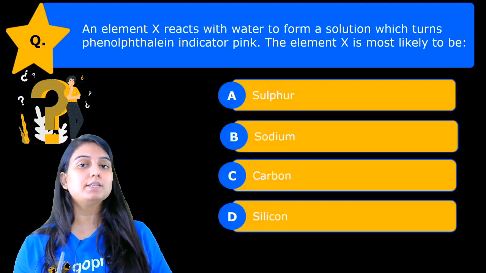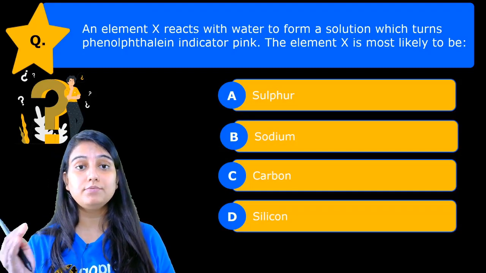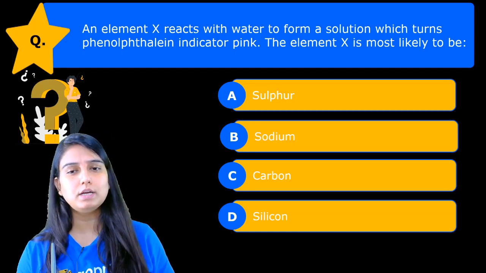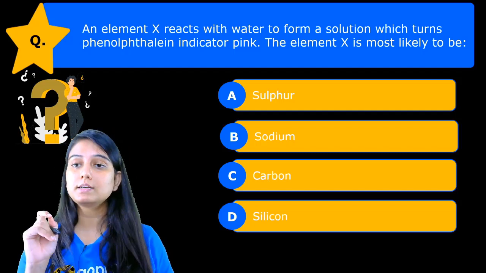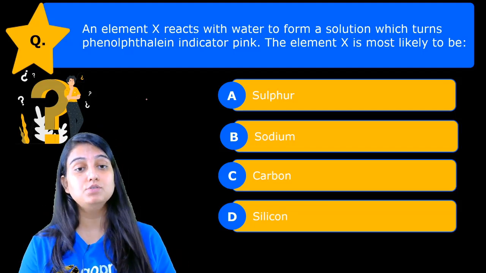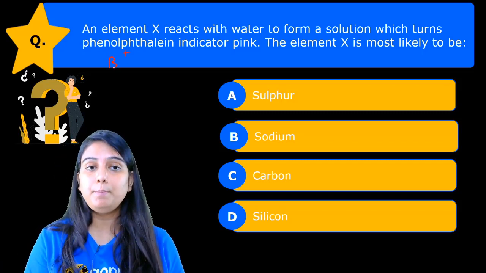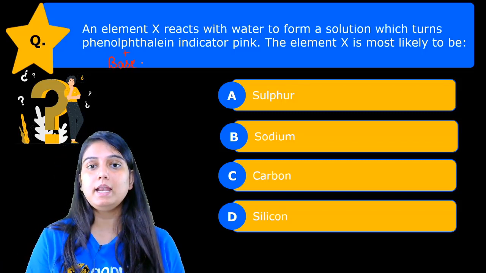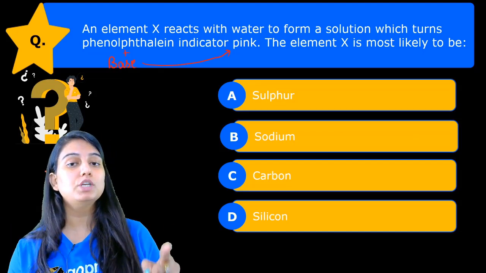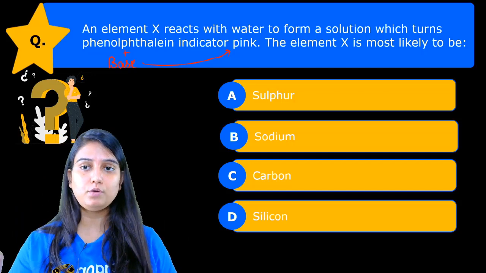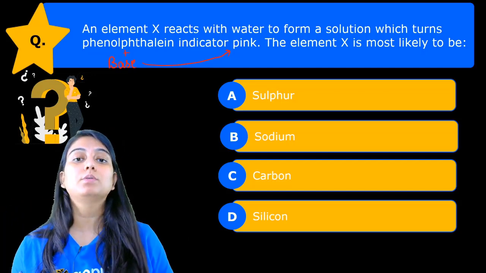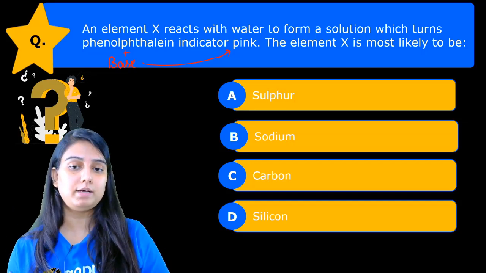An element reacts with water to form a solution which turns phenolphthalein indicator pink. The element X is most likely to be. Look, phenolphthalein is a synthetic indicator. When phenolphthalein reacts with a base, it gives pink color. With acid, it doesn't change its color. It remains colorless. Phenolphthalein, initially, is a colorless liquid. So when phenolphthalein reacts with base, it gives pink color.